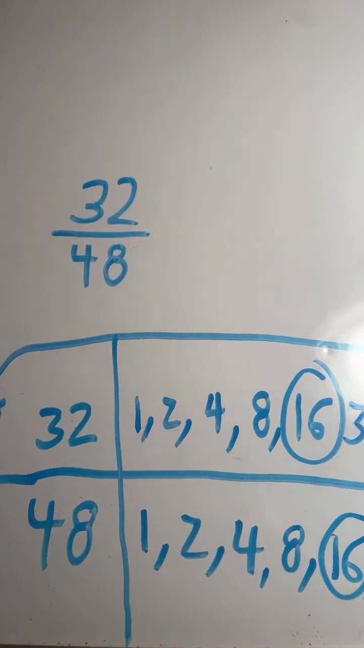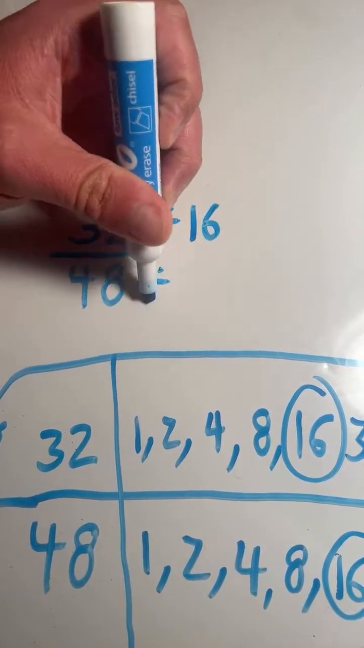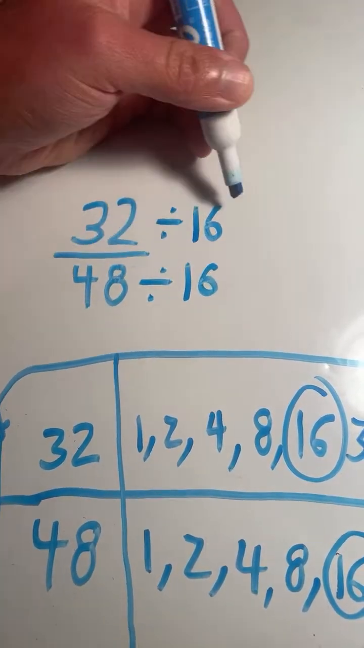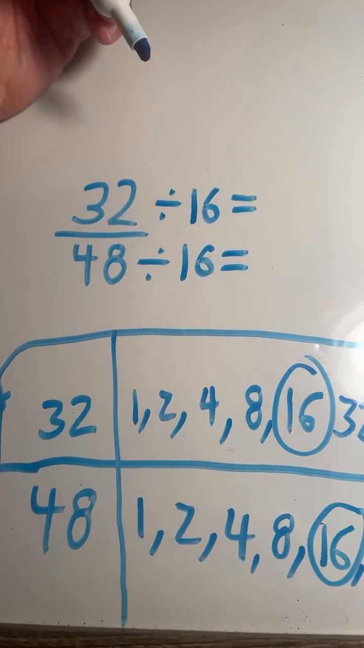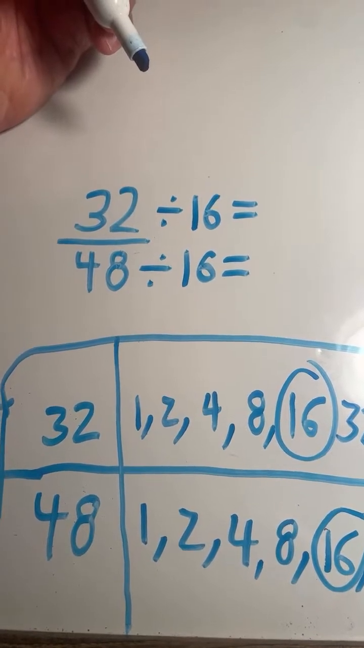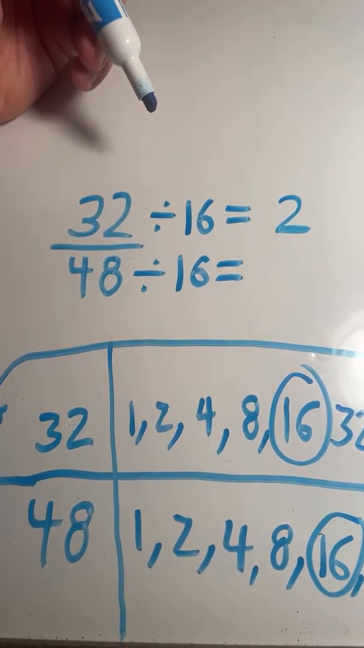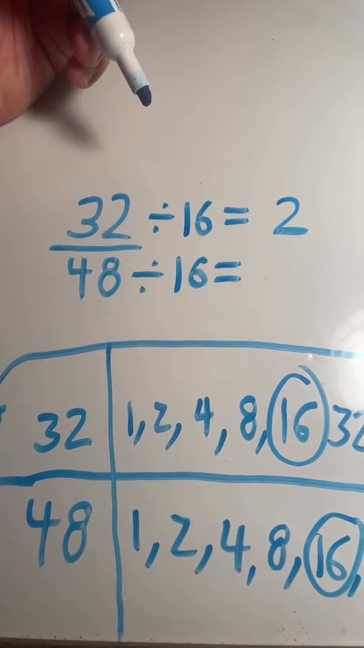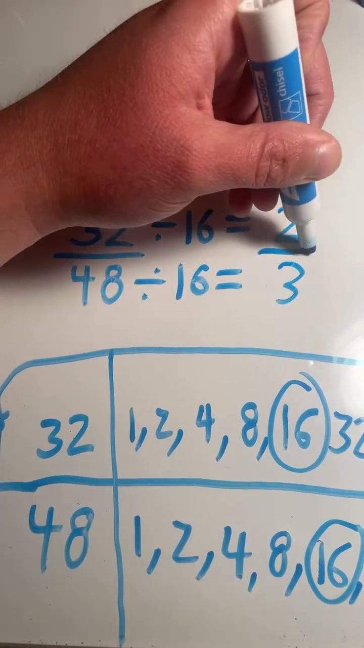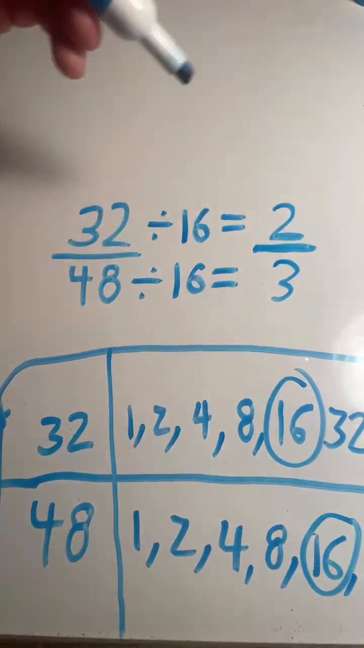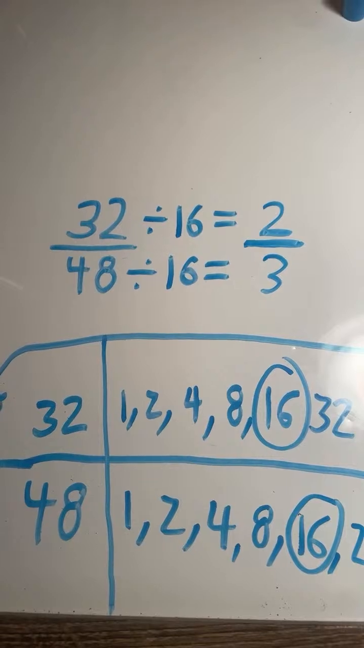So 16 is what we have to divide by. We're going to divide the numerator and the denominator by 16 to reduce 32/48 to lowest terms. So 32 divided by 16 equals 2. 48 divided by 16 equals 3. So we have our final answer, 32/48 reduced to lowest terms equals 2/3.